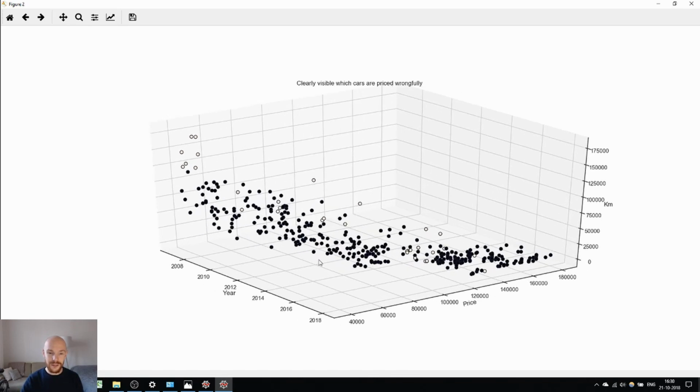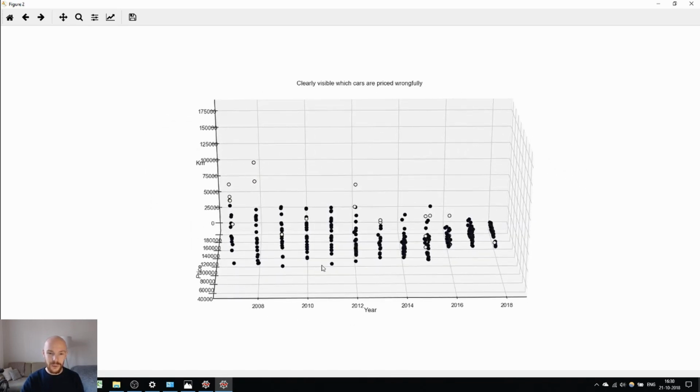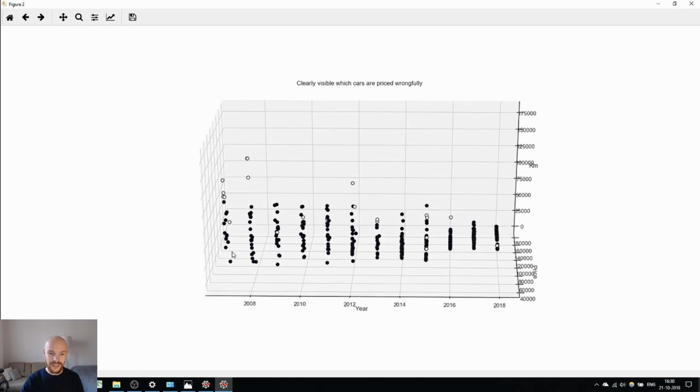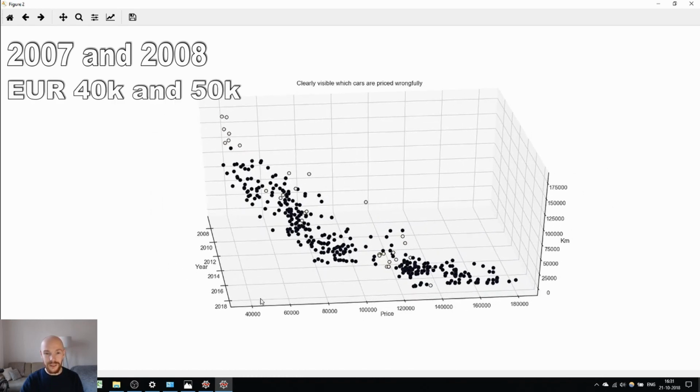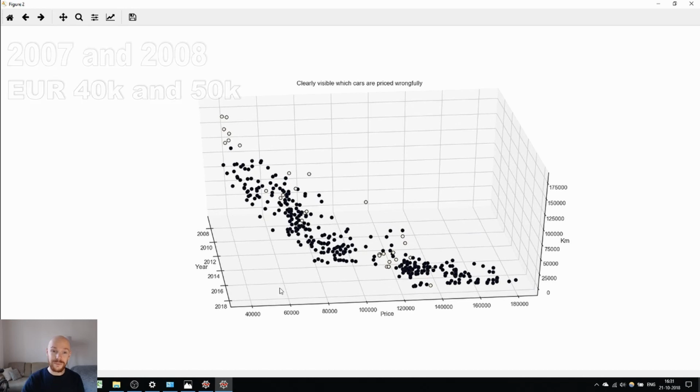If we start to look here at the year, we can see that for 2008 and 2007, which are the V8 cars, there's a clear group here which doesn't fit in the market. These are the white dots here. They're 2007 and 2008 cars with a price ranging from 40,000 to 50,000 euros.